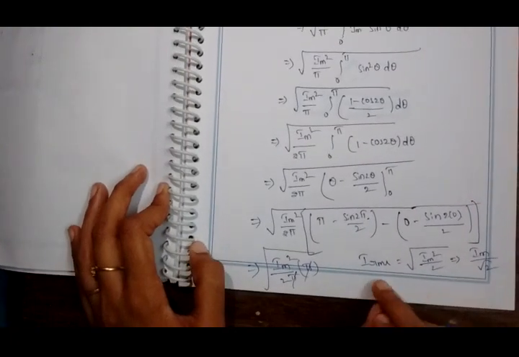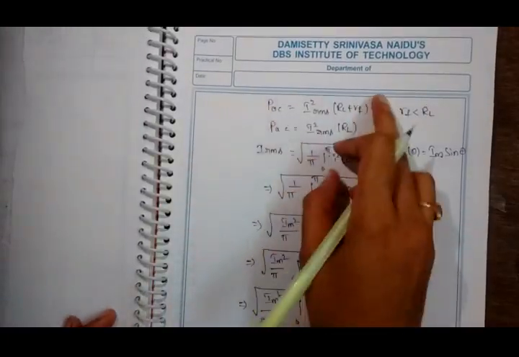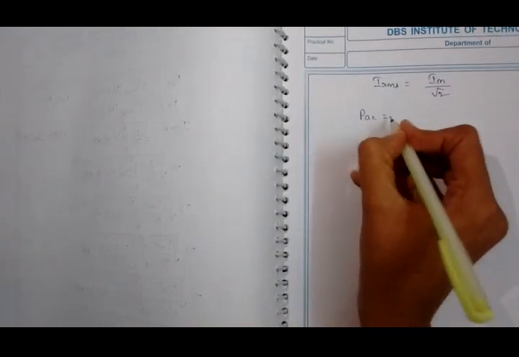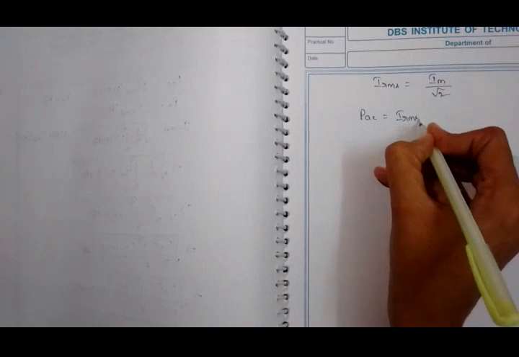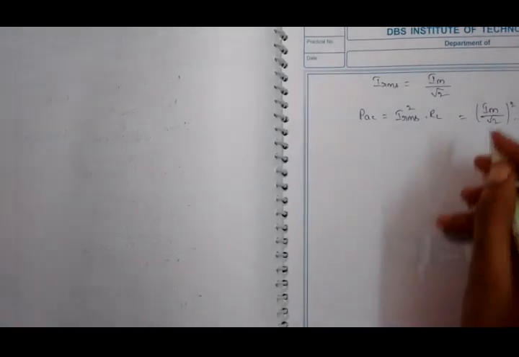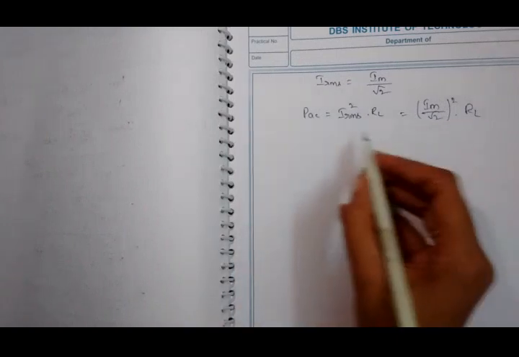We will substitute this IRMS value in the PAC value. So IRMS is equal to Im by root 2, and PAC is equal to IRMS square into RL, which is equal to Im by root 2 whole square into RL. So it is our PAC value.